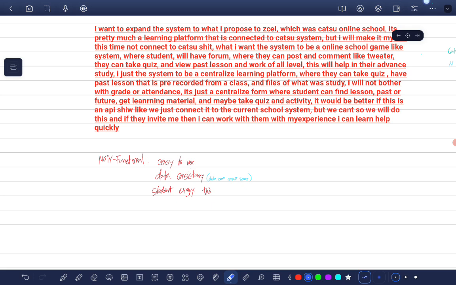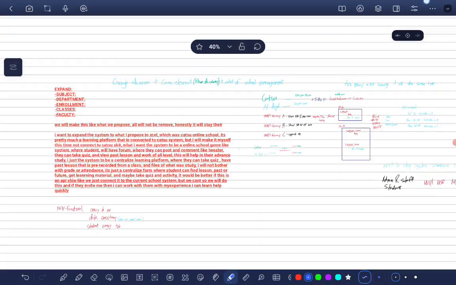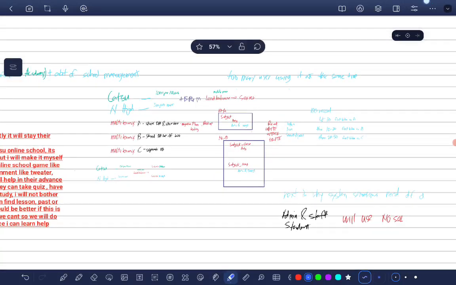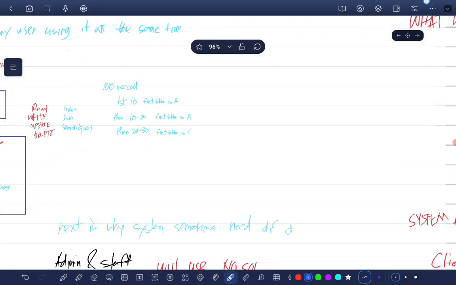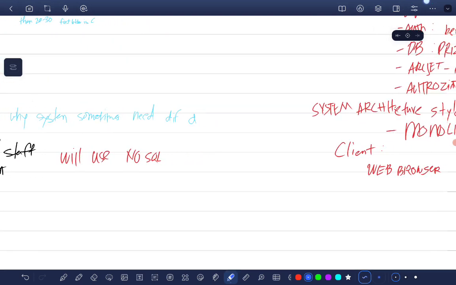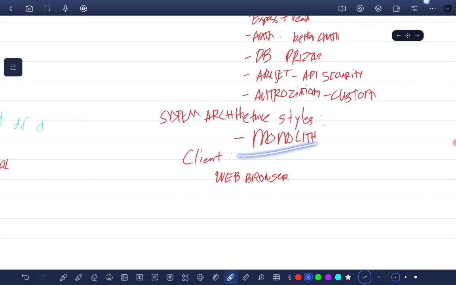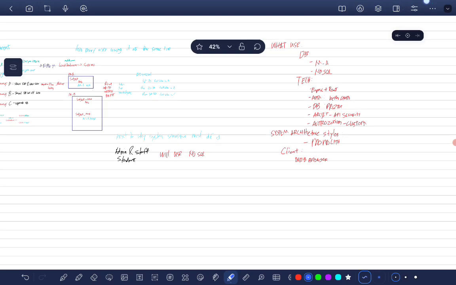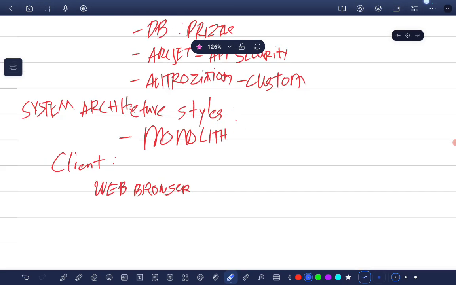Non-functional requirements would be a user-friendly UI, or we make this 2 seconds faster. Those are non-functional. And also, we will talk again about the architecture style, because I was too shallow with it. Okay, I will start with this for now.